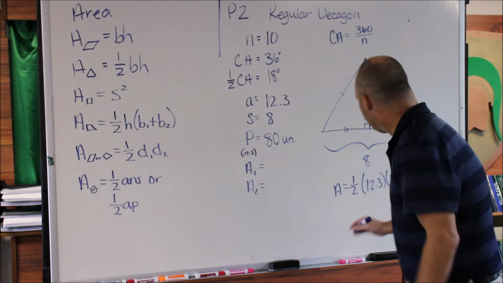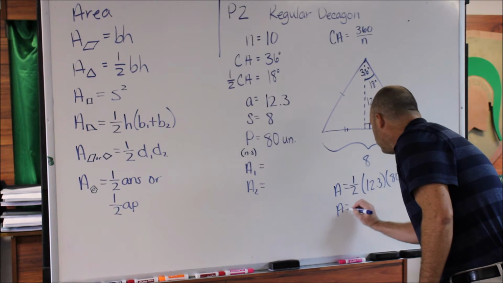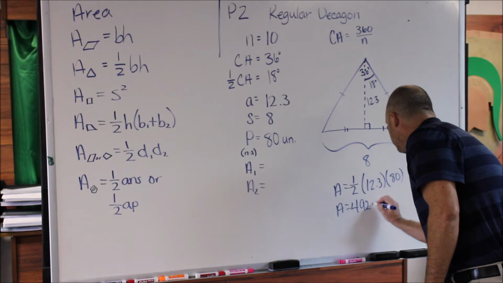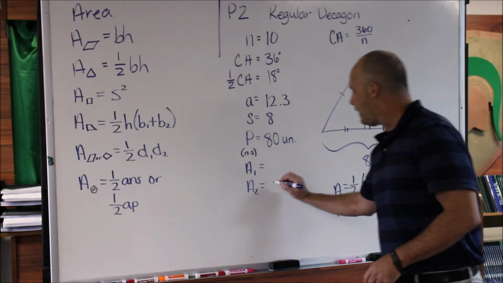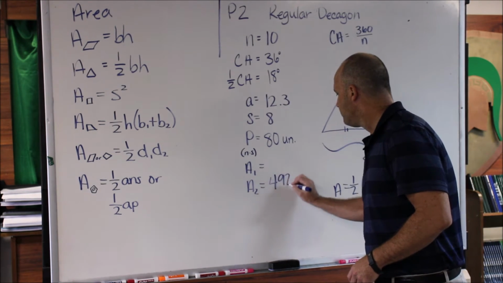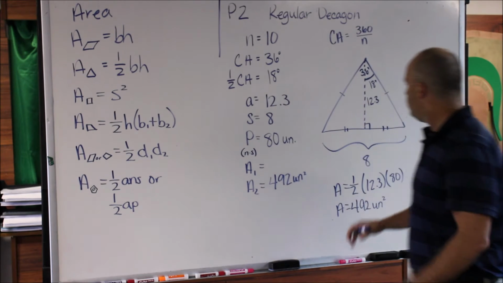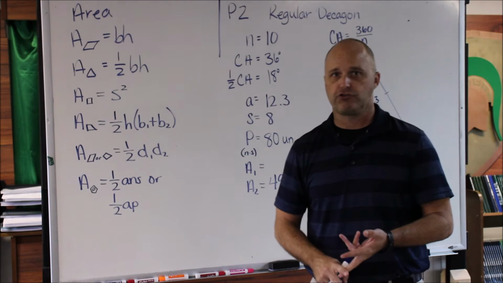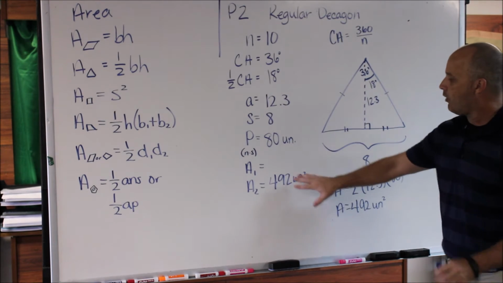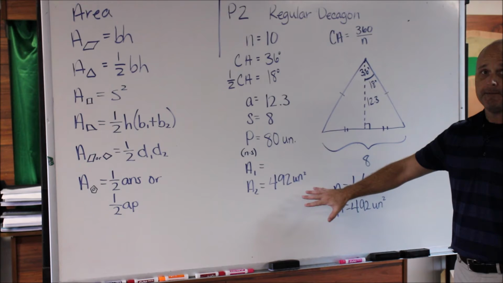492. So we get the area is going to be 492 units squared. Now this one was not too terribly difficult because you can see that we didn't have any radicals to work with, we didn't have any trig to work with. So we got our solution fairly quickly.